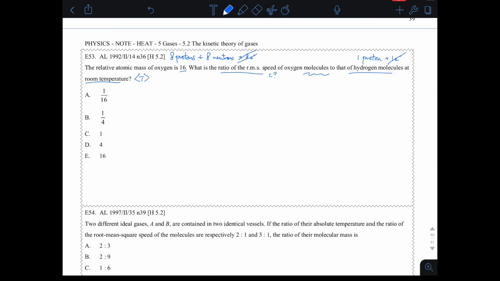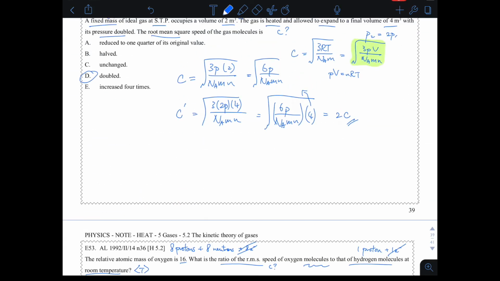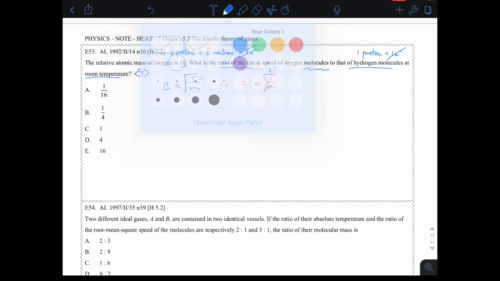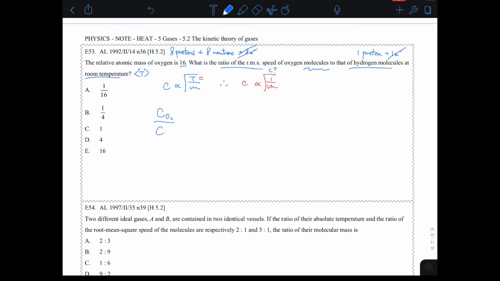And then at room temperature, that means they share the same temperature. This time I try to not use the exact equation. Last time we used the exact equation, right? We see a lot of things there, but here we may try to directly use the ratio, see if you are okay. Since they have the same temperature, we conclude that in this case only, the CRMS is directly proportional to the square root of 1 over m. And now we want the CRMS for O2 and H2 so that we can have this ratio.